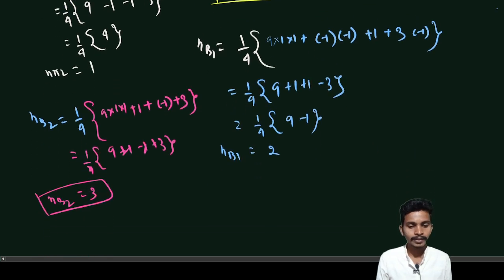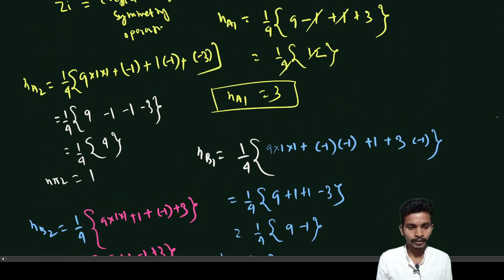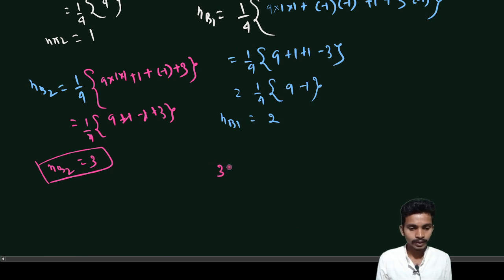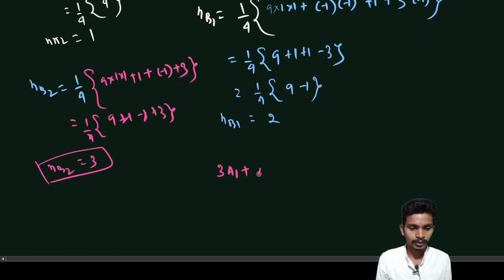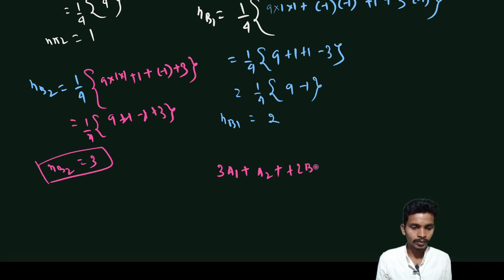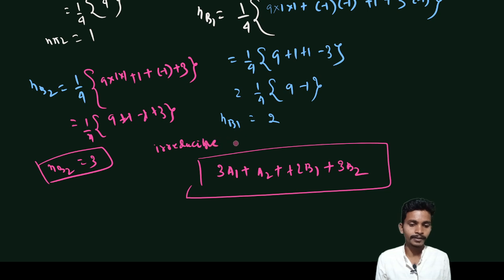So what are the characters we have? NA1 is 3, so 3A1 plus, A2 is how much? 1, so A2 plus B1 is 2B1 plus this is 3B2. These are the total modes. These are the total irreducible representations.